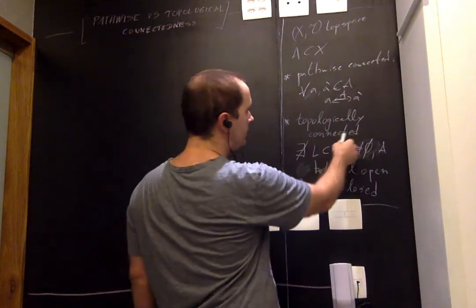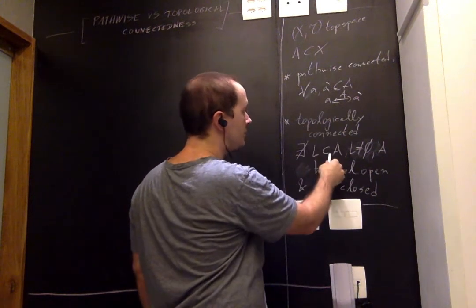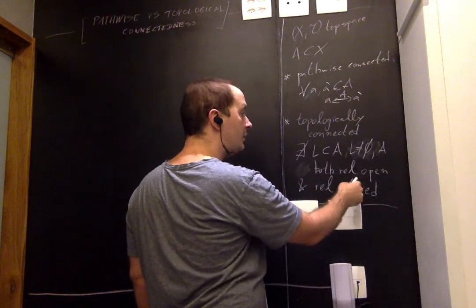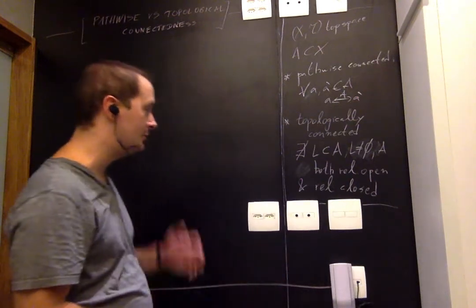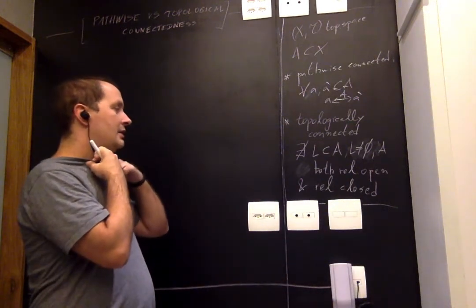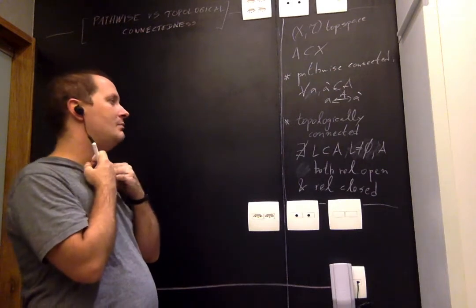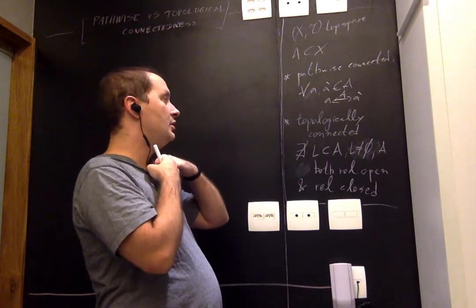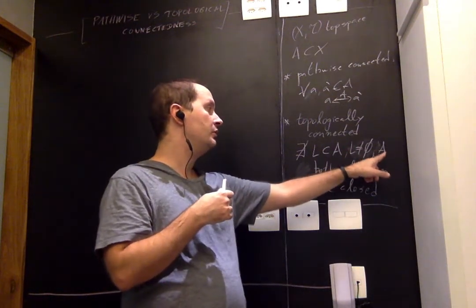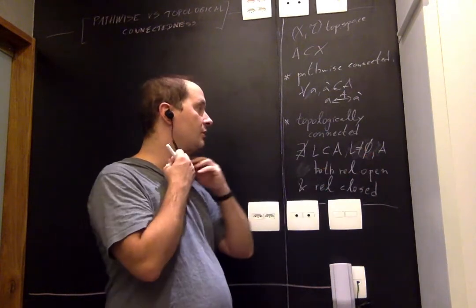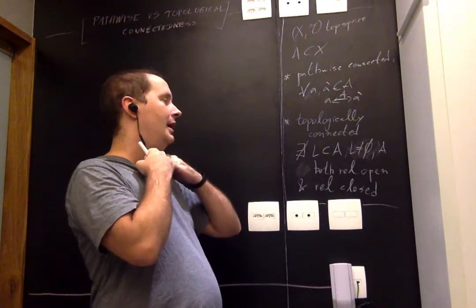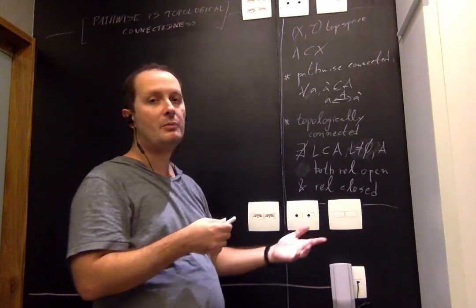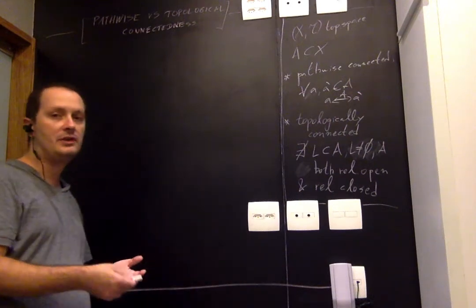So a topologically connected set is a set such that there's no subset of A, neither empty nor everything, that is both relatively open and relatively closed. So connectedness is again more or less the same thing as before. Basically, you're saying there's no subset of A that is nontrivial, in the sense of being empty or A, that has no boundary.